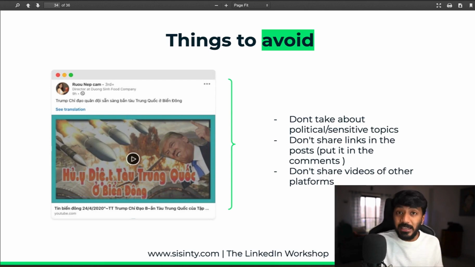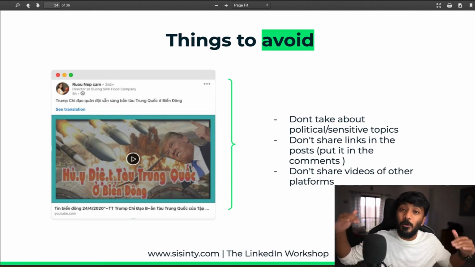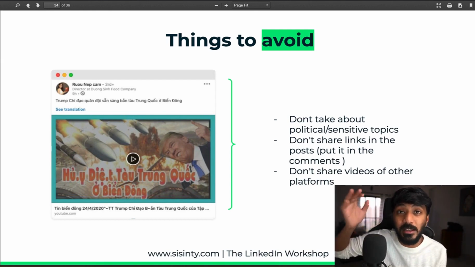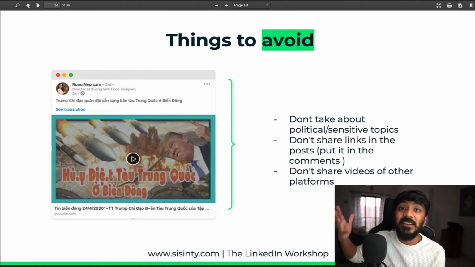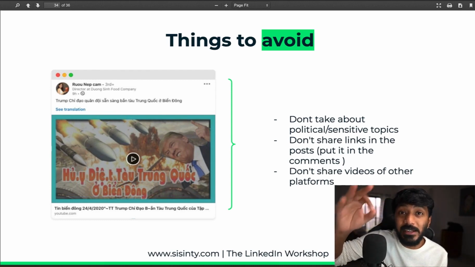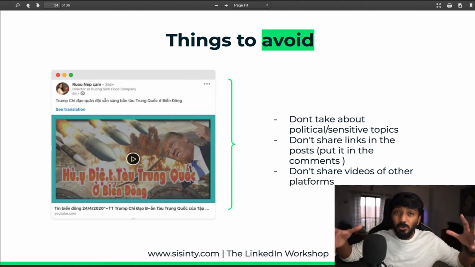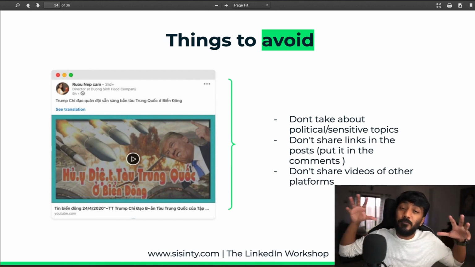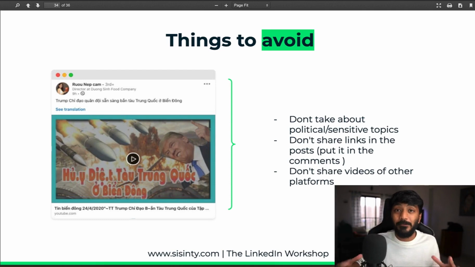Don't share links. The reach of your post will go down because LinkedIn doesn't want you to leave the platform. When you put an external link and someone clicks on it, they leave LinkedIn. Every algorithm is always focused on one thing, that is user retention. They want the users to stay on their platform for as long as they can. So always keep that in mind.